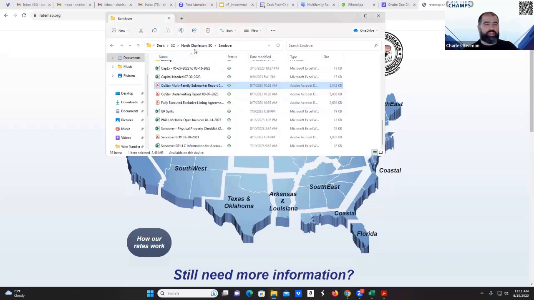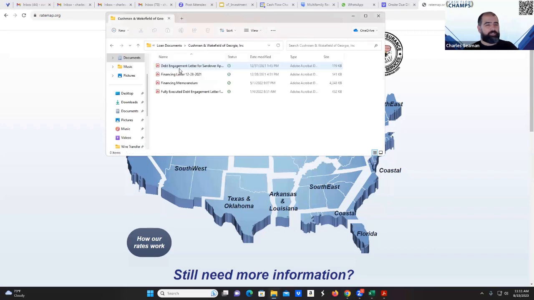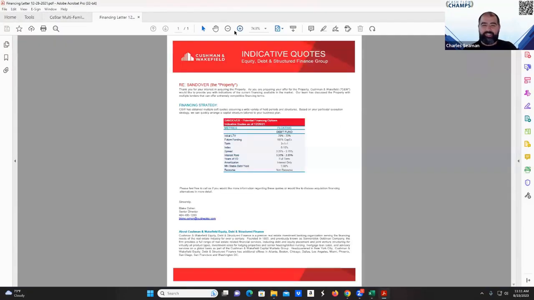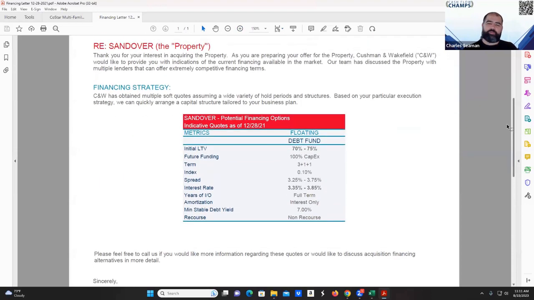So let's go through a financing term sheet. I'll show you what one of these looks like, because this is something you're going to be seeing on a regular basis. Now, this particular deal we first looked at in late 2021. Market conditions have obviously changed a good bit since then. But what we had at that time was a quote for a floating rate loan, and these were the terms we have. So by getting this, what you do is you update your underwriting to reflect the market conditions at that time and to reflect the information you're getting.